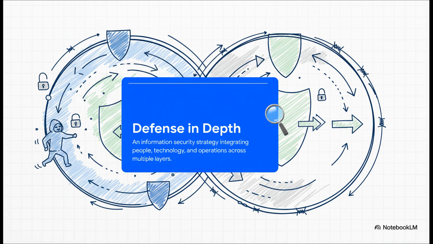You never ever rely on just one single security measure. Why? Because you have to assume that at some point, one of your defenses is going to fail. So you build layers upon layers. The whole point is to make an attacker's job as difficult and as slow as possible.